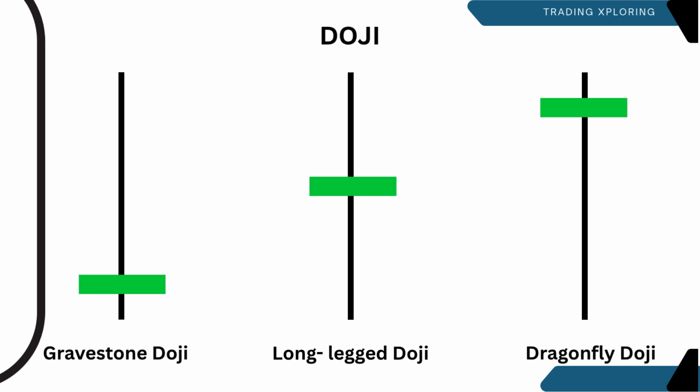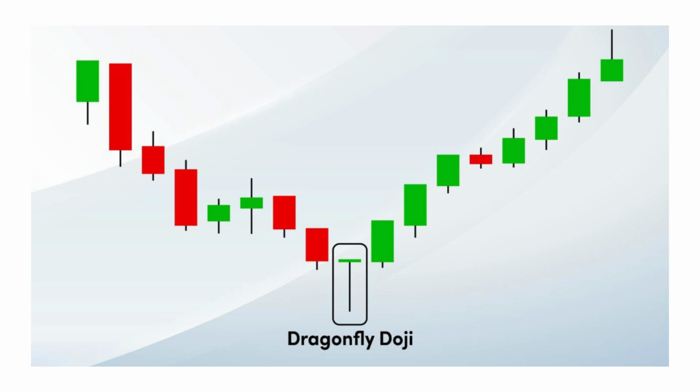Doji. Open and close are nearly the same. Can have long wicks, upper or lower shadows. Indicates a balance between buyers and sellers. Common doji types: dragonfly doji, gravestone doji, long-legged doji. First, we discuss the dragonfly doji.